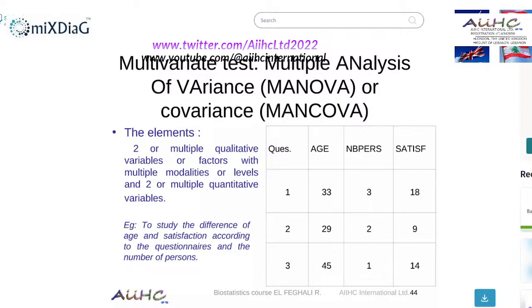And to end, what is the multiple analysis of variance or covariance? So here we have the variance and covariance. We won't enter into detail. It's when you have, for example, age, number of persons, many factors and many variables, and satisfaction. Here we have two factors, the number of persons and satisfaction. So this is a MANCOVA. If you consider the age and number of persons as variables, and I would like to study one factor, satisfaction, it's a MANOVA. So this is how I've explained that, I think.